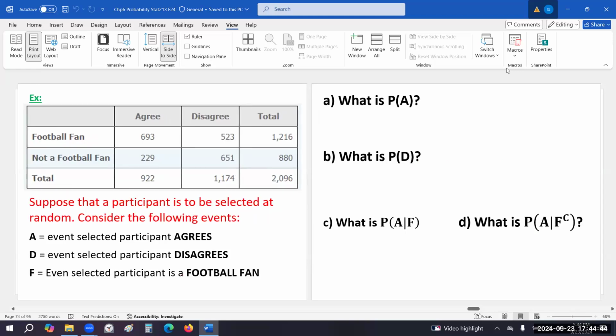Now, what is the probability of A? It means what is the probability of agrees? 922 over 2096. Right. Agree, the total is 922. So probability means the likelihood of an event divided by the total sample size. The total sample size is the total people you're working with, 2096. So agree divided by 2096 gives us the probability.